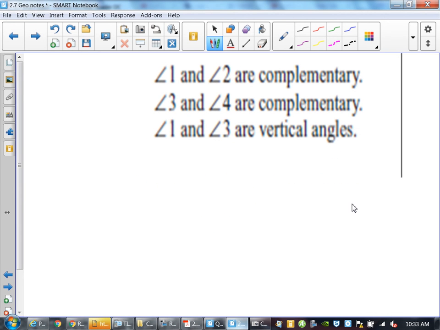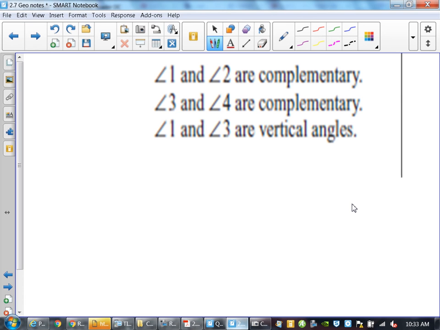Let's say I wanted to draw what this looks like. I have angles 1 and 2 are complementary, angles 3 and 4 are complementary, and 1 and 3 are vertical. We've done a lot of drawing diagrams using definitions, trying to figure out what the diagram is going to look like. And like you were saying, what is that problem going to look like?